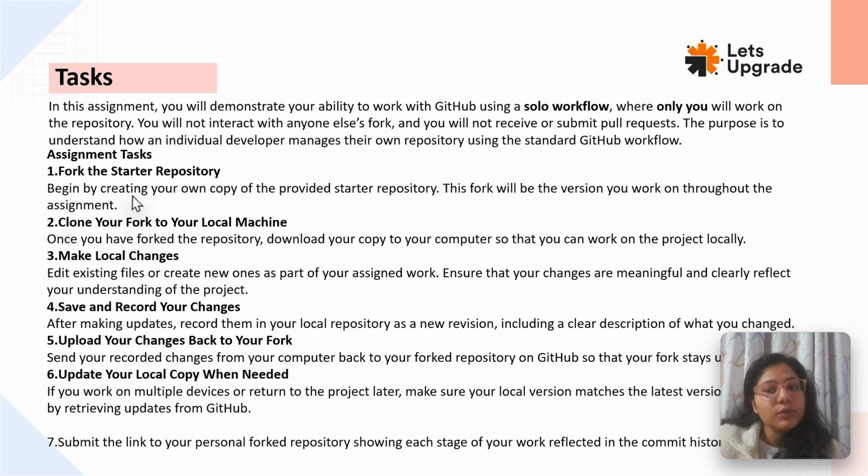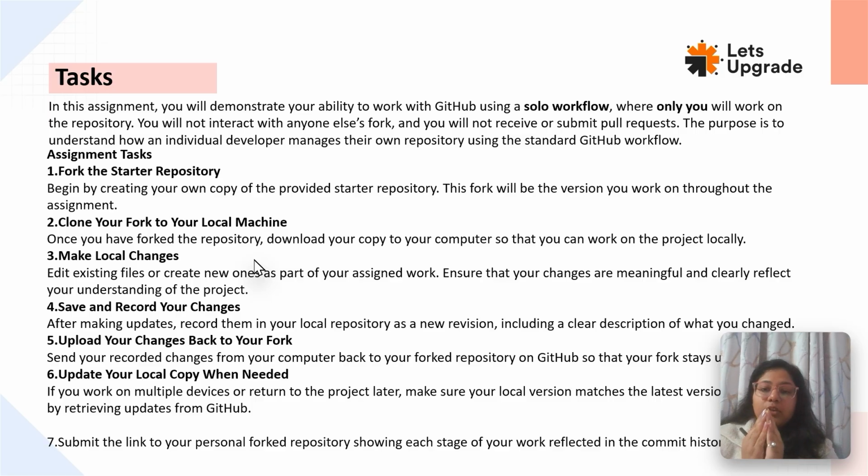Once you fork it, you will clone it, download it to your system, and then make changes to it. So basically, you are forking your own repository, cloning it on your system, and making changes, like adding files or changing some content. Then you save the changes and push them to GitHub.